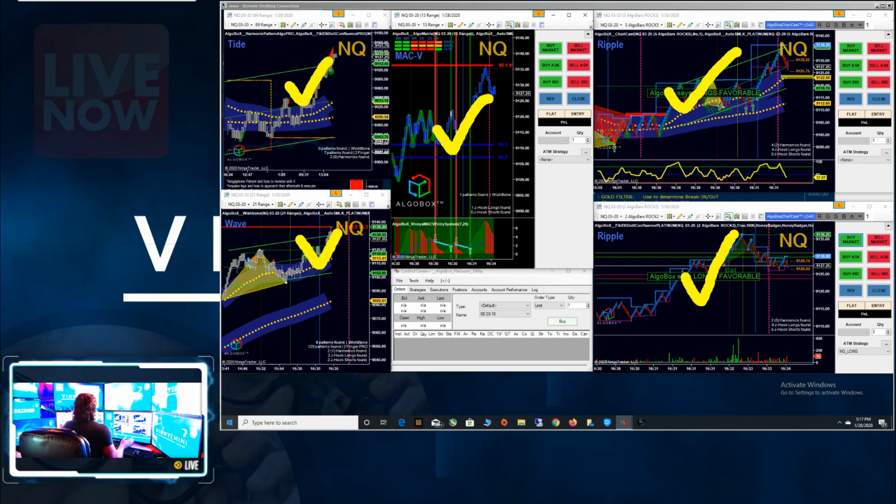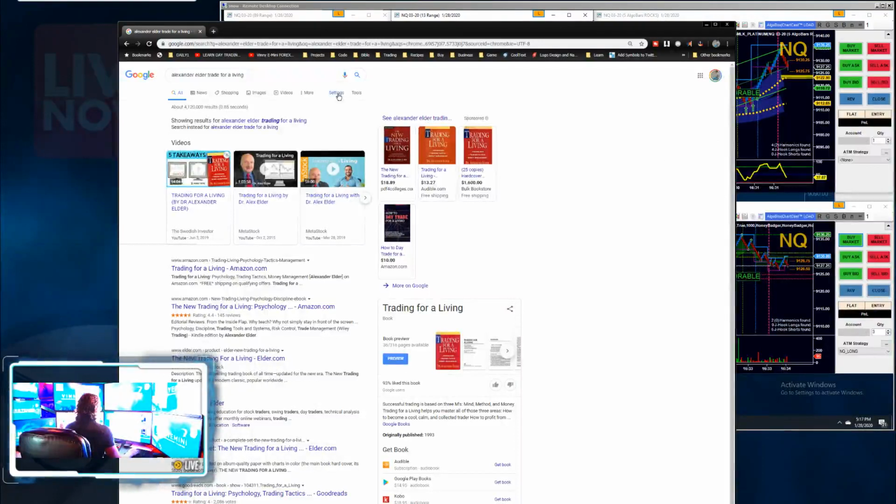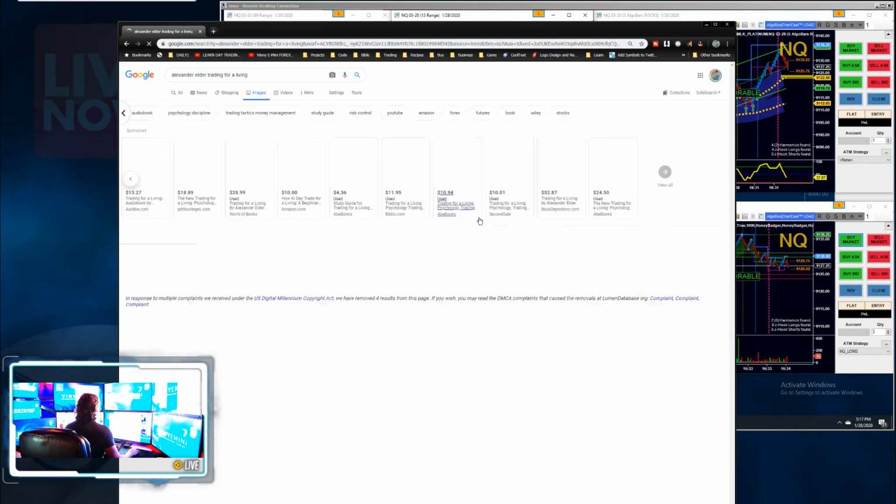But once you're at this location, we're going to talk about what you should be looking at from here. So the book that I was talking about a minute ago is the book by Alexander Elder, and that is called Trade for a Living. I'm going to show you guys that here. I would recommend it, I kind of like the audiobooks myself. Let's go here to maybe images.